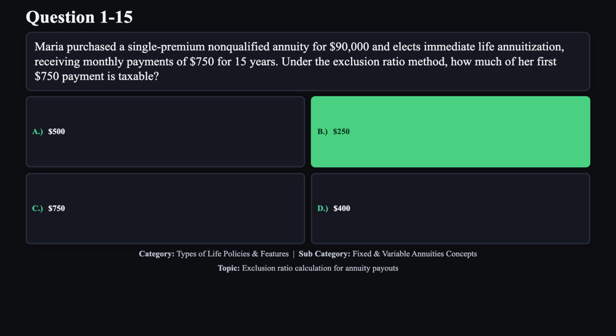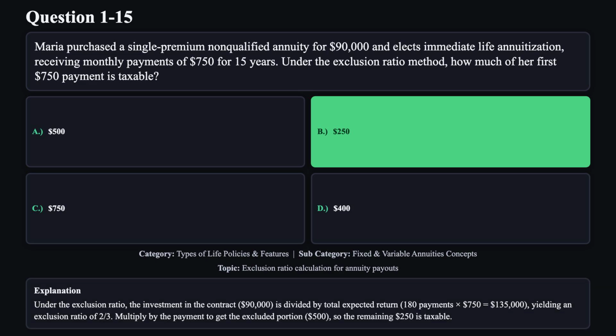The correct answer is B. Under the exclusion ratio, the investment in the contract, $90,000, is divided by total expected return. 180 payments multiplied by $750 equals $135,000, yielding an exclusion ratio of 2/3. Multiply by the payment to get the excluded portion, $500. So the remaining $250 is taxable.